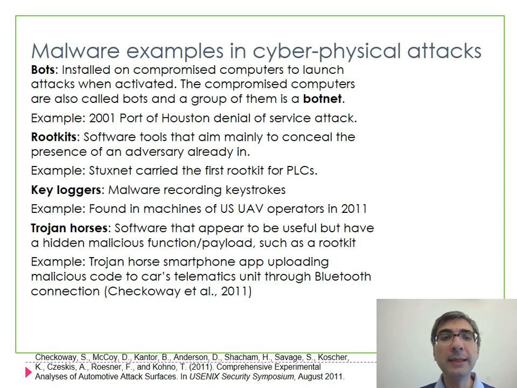Then rootkits, these are software tools that tend to conceal the presence of an adversary. They can have different types of uses, but this is the most common. So this is about concealing the presence of the person who has broken into a system. An example would be, again, Stuxnet, because Stuxnet carried the first ever rootkit that was designed specifically for PLCs, perhaps more generally for industrial control systems.